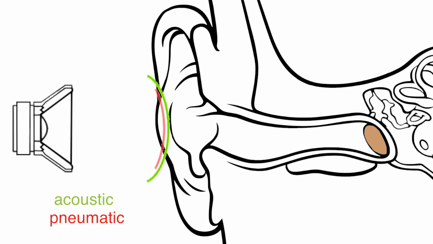Pneumatic pressure is not like sound pressure. Sound pressure is energy moving through air. Pneumatic pressure is physically squeezing the air. It's important to realize that a speaker can simultaneously produce sound and pneumatic pressures. Go berserk.